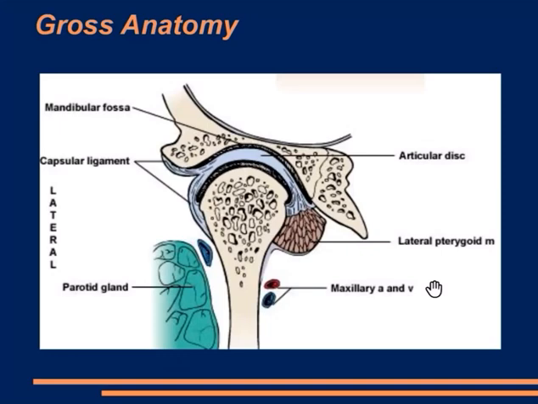Here we go: attachment of the capsular ligament in the posterior part of the articular disc, and also attached to the fossa and eminence, and the neck of the condyle.